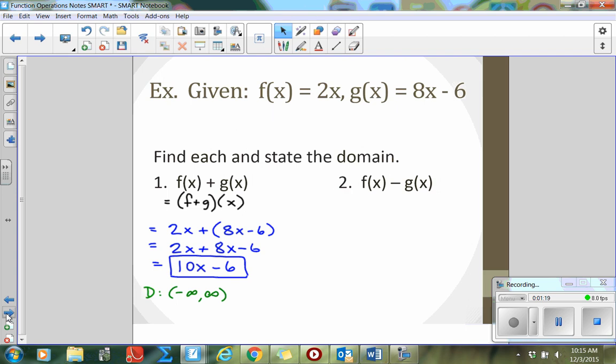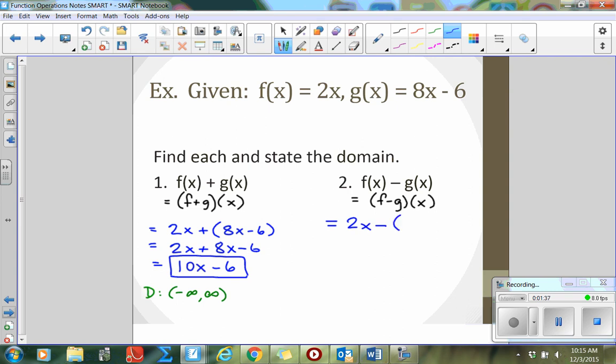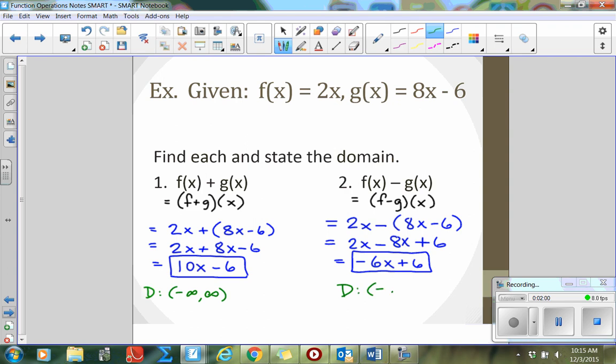In number two, we're asked to subtract the functions. This would be a different notation for the same subtraction operation. And when we subtract, we need to be careful about subtracting the second polynomial because we have to subtract both terms or distribute the subtraction, and that becomes a plus 6. Now when we combine like terms, we end up with a new subtraction function, which is still a polynomial, so the domain is all real numbers.